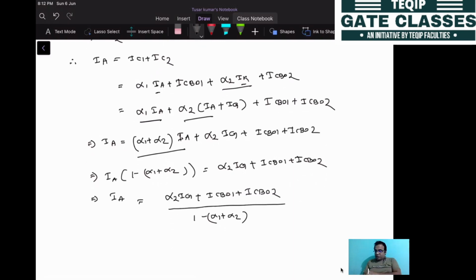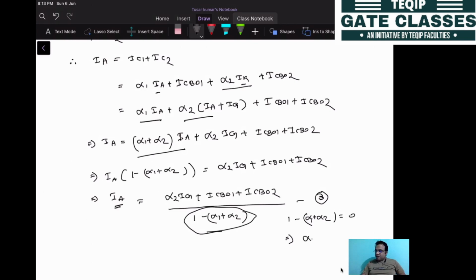Okay, so if you see this equation, let's say this equation number is 3. If you see this equation number 3, we need the maximum current, whenever the device conducts, so you will have the maximum anode to cathode current, that is the anode current. So when will it be maximum? Theoretically, if the denominator is the minimum, then the current will be maximum. So when will it be minimum? When 1 minus alpha 1 plus alpha 2 is equal to 0. Then theoretically it will become infinity, but practically that is not possible.